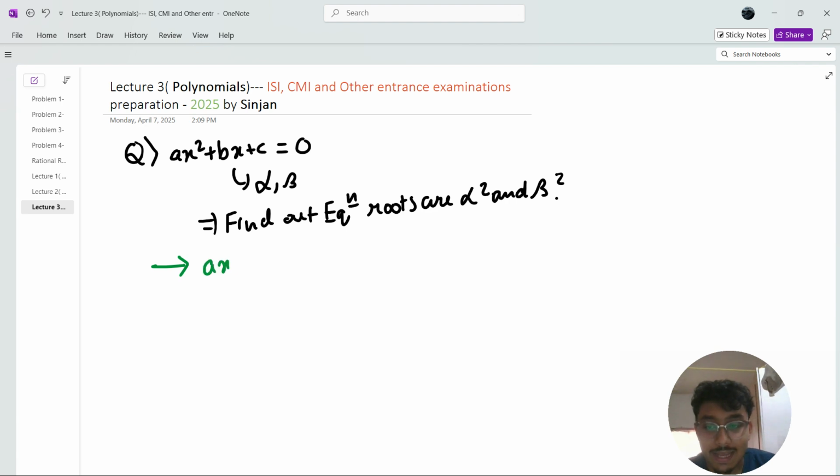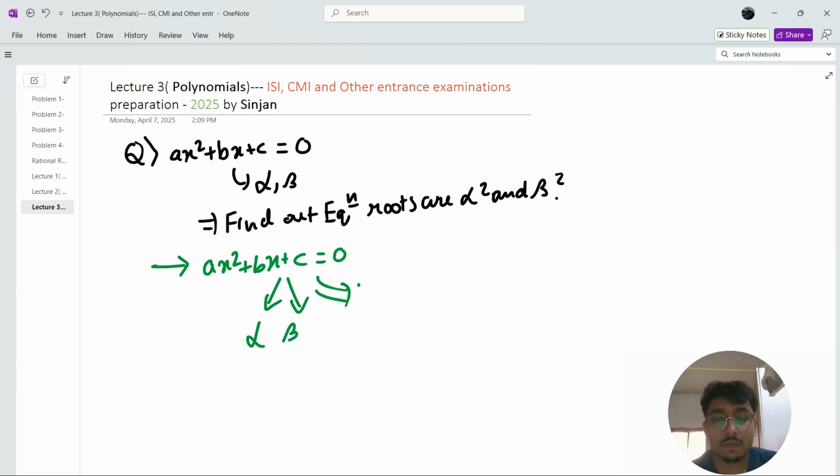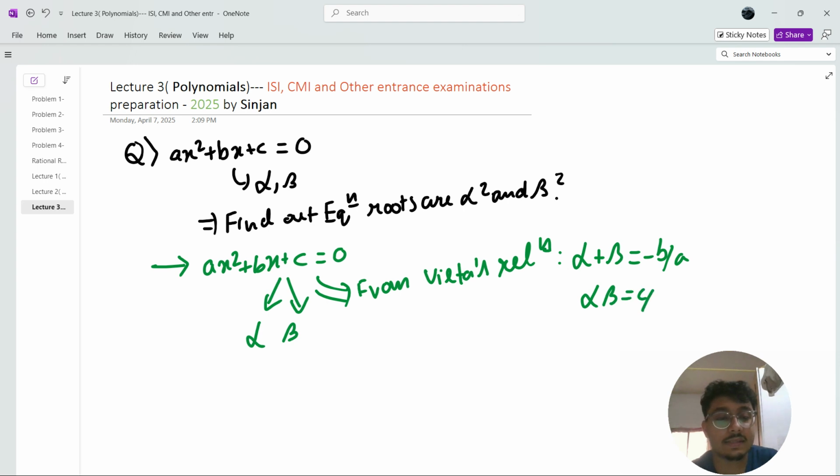So my equation is ax square plus bx plus c equal to 0, whose roots are alpha and beta. Very easily from Vieta's relations. I'm just writing it for the sake of your understanding, otherwise you can write it directly too. From Vieta's relations, alpha plus beta is minus b by a, and alpha beta is c by a.